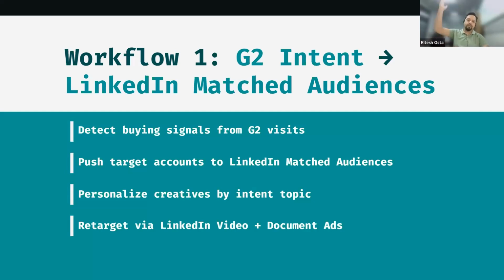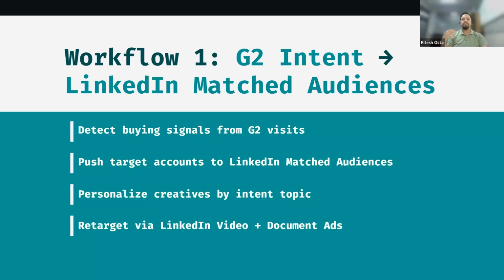For example, somebody visits your G2 profile. That company information and the people information can be pushed into the CRM, HubSpot, then pushed into a LinkedIn matched audience. An audience can be built, and then you can create a very personalized creative using intent topic. The intent is G2, correct?